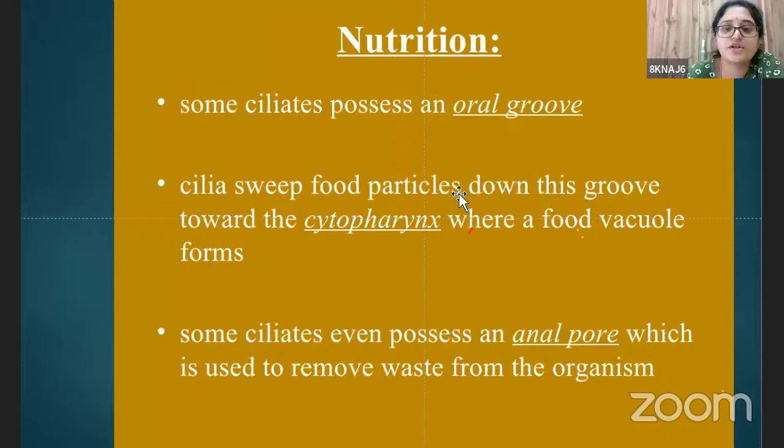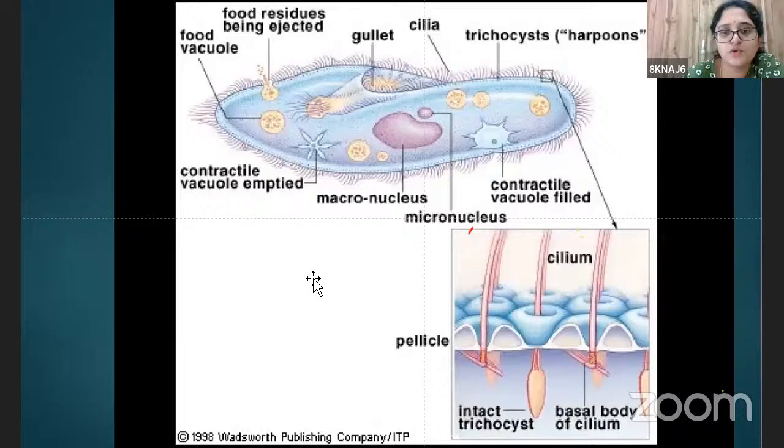Nutrition again is through an oral groove or a cytostome. Then you have a cytopharynx or a gullet. And some of them even have an anal pore, which is used for removing the waste products. So this is how a Vorticella is. And this is how food is being taken in and food residues being ejected out. This is the food vacuole. This is the contractile vacuole, which is getting filled and getting emptied over here. This is the gullet.